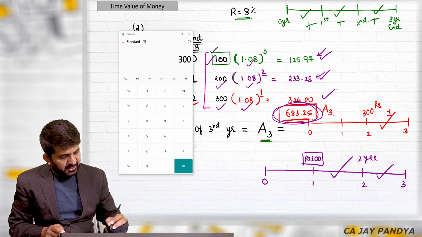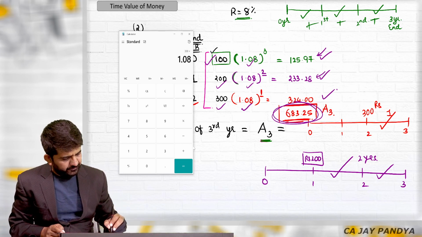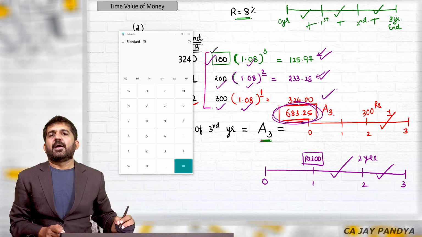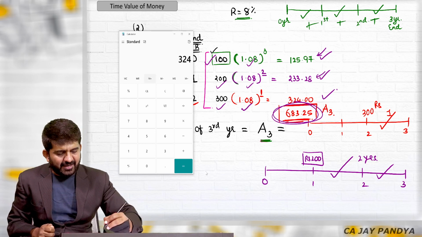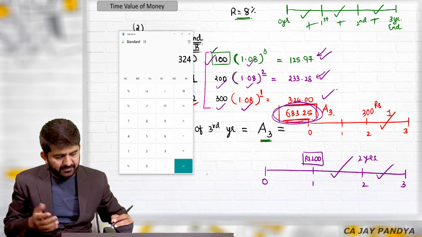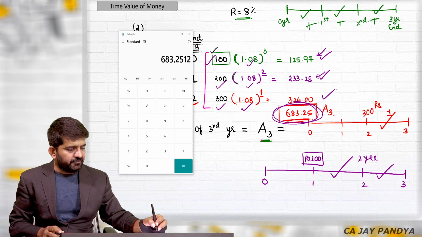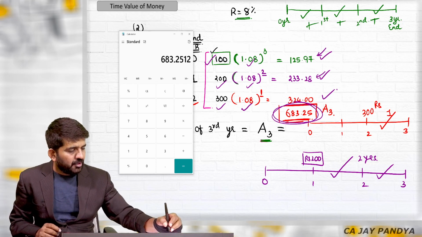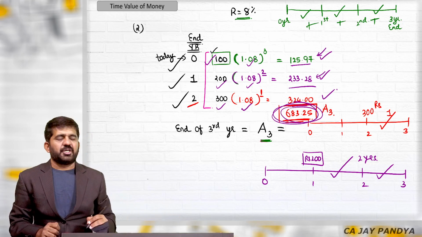Again, 300 into 1.08 is equal to, the answer here is 324. Again, you can add it with M plus. All these three figures are added in memory. If you press MRC, you will get the answer of 683.25, which is in your calculator. So there is no use of all these figures. What is useful is 683.25.